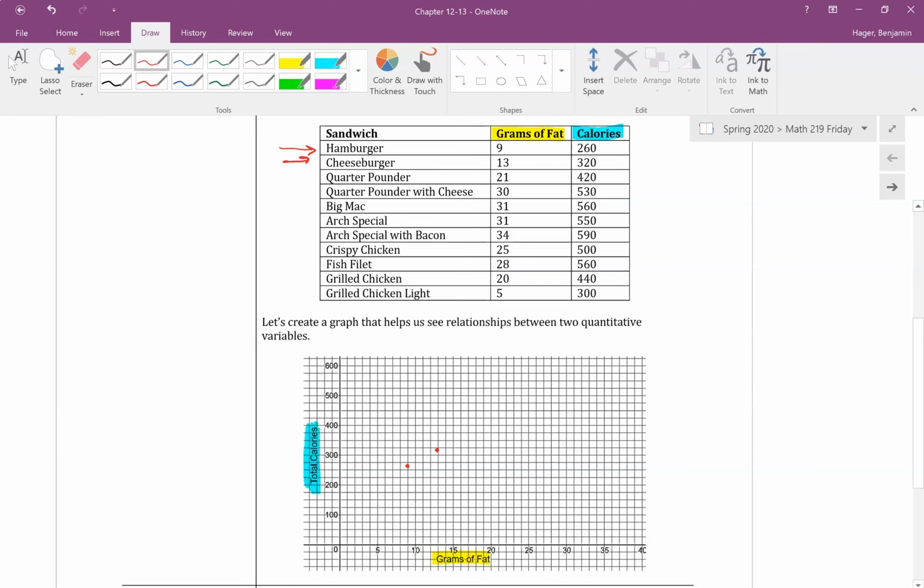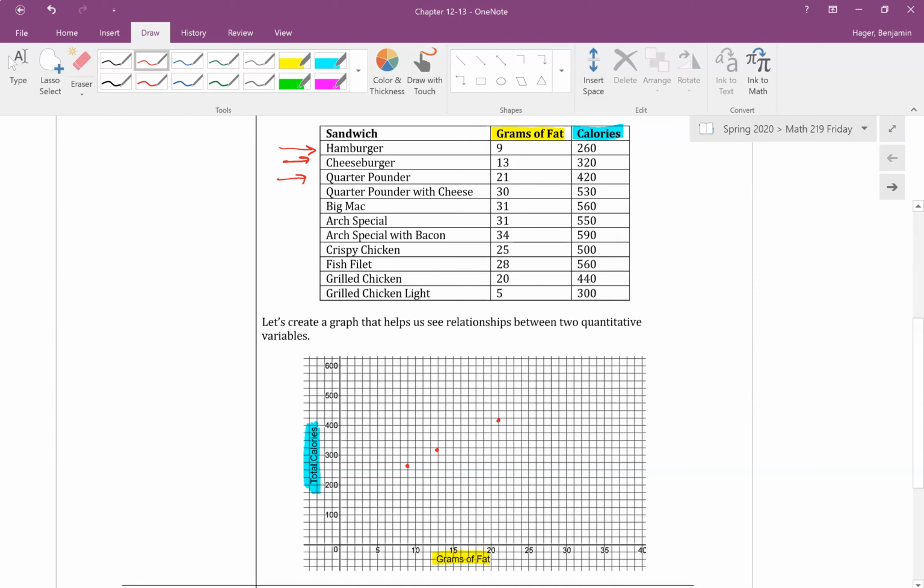I'll do one more and then pause it. So let's look at the quarter pounder. 21 grams of fat, 420 calories. So find 21 grams of fat and go up to 420 calories, about there. Okay.